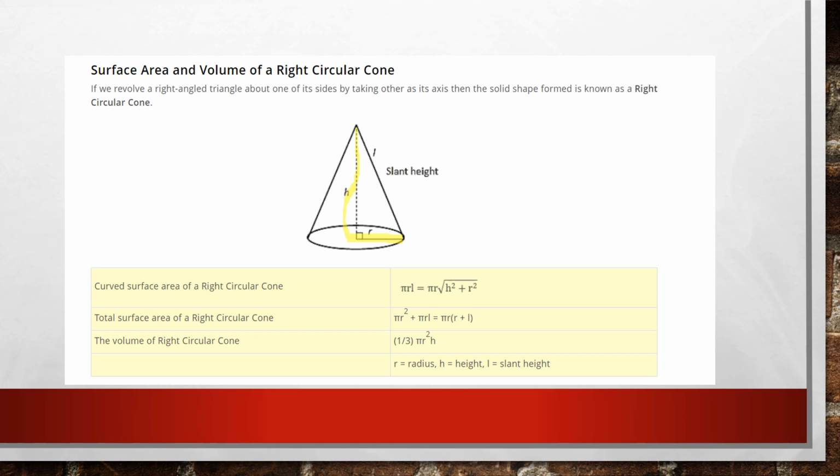Now, how to find the curved surface area? It is pi r l, where l is the slant height. If the slant height is not known to us, then we can find it out. How? Just see this right angle triangle, the hypotenuse. How to find the hypotenuse? It is the square root of the sum of the squares of the remaining sides. So if the slant height is unknown, you can find it by the square root of h square plus r square. Then the total surface area.